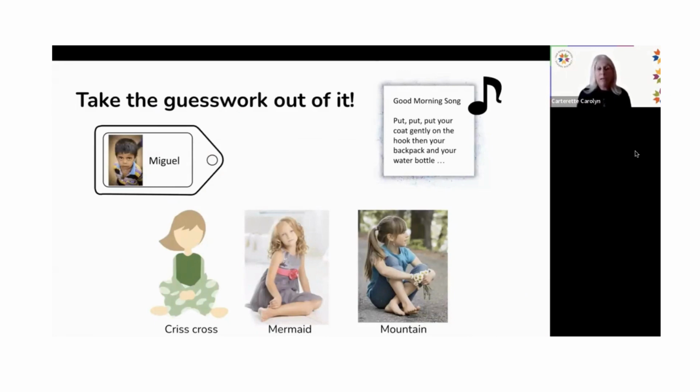Okay, the main point here is we want to take the guesswork out of it. We don't want it to be a mystery of what our expectations are for them to do. We want it to be very clear. So again, I referenced having that tag, that marker that symbolizes the student's face as well as their name. So we're addressing our range of learners, so that they can be successful, whether they are a reader or recognizing their name or not.